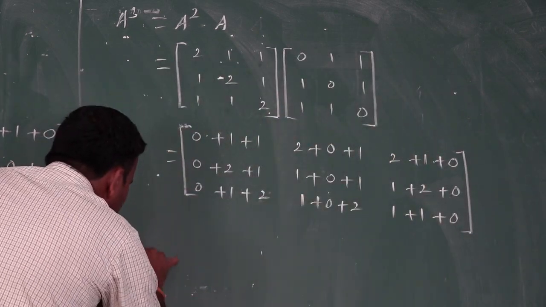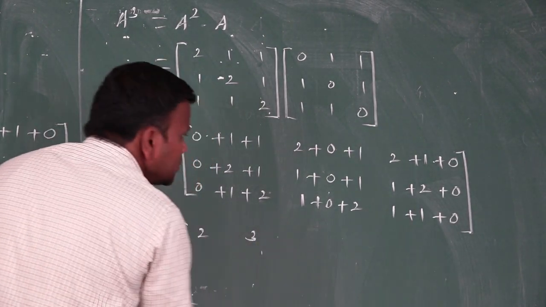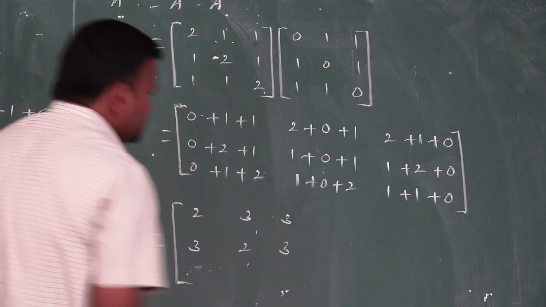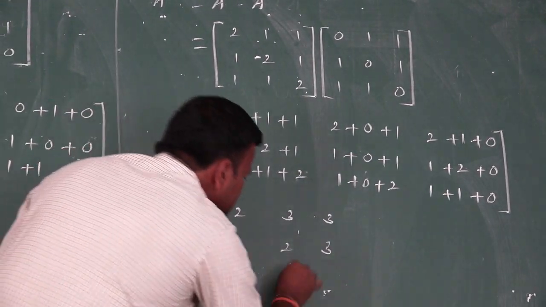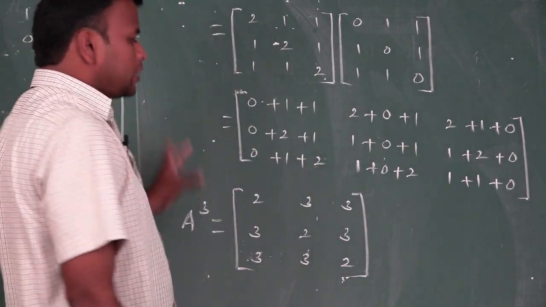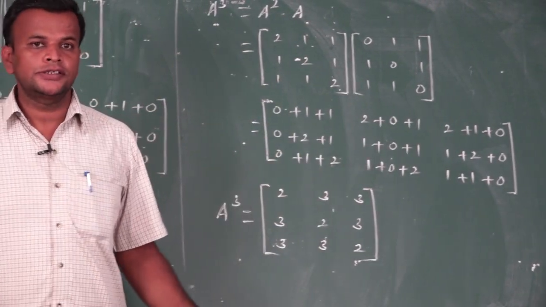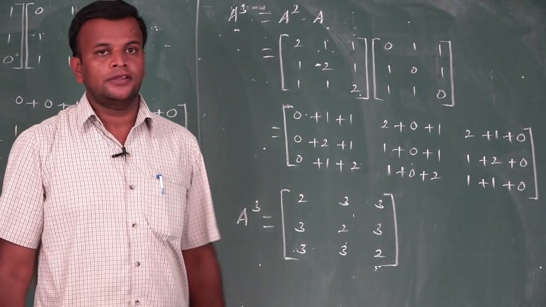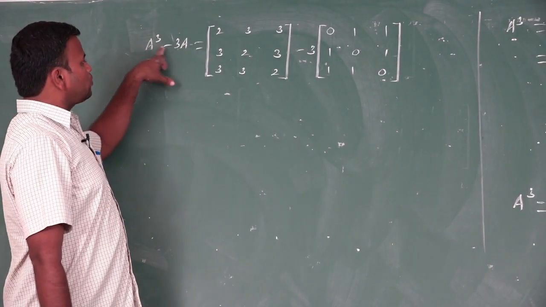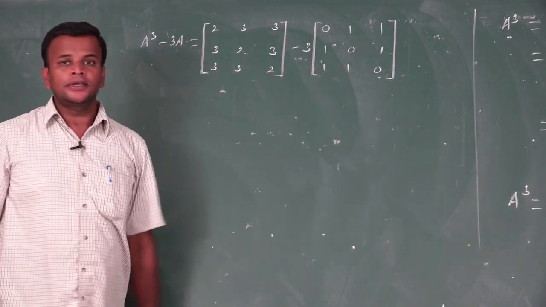So the value of A cube is 2, 3, 3, 3, 2, 3, 3, 3, 2. Now we apply this value in the LHS. The LHS is A cube minus 3A, which should become the RHS. Now the LHS is the value of A cube minus 3 times A, where A is the given matrix.